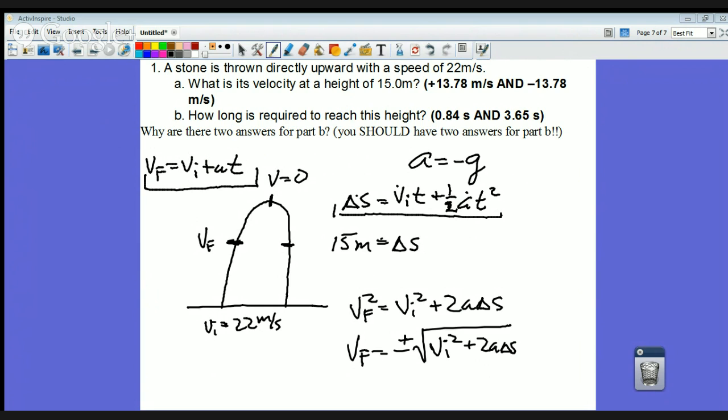So it's really important to remember that with free fall, everything's symmetric about the peak. So if you're 15 meters high on the way up or 15 meters high on the way down, then you're going to have the same speed. It's just going to be directed in different directions. One will be going up, one will be going down.